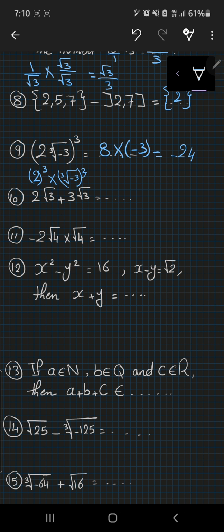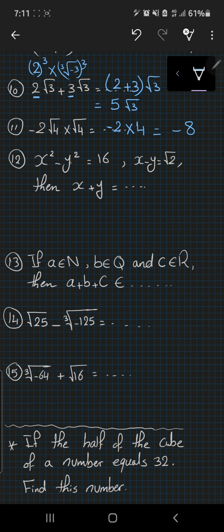Number 10: 2 root 3 plus 3 root 3. We collect the like terms together. So 2 plus 3, root 3. 2 plus 3 will be 5 root 3. Okay. Negative 2 root 4 multiply root 4. Negative 2 multiply square root 4 multiply square root 4, which will be 4. So the result will be negative 8.